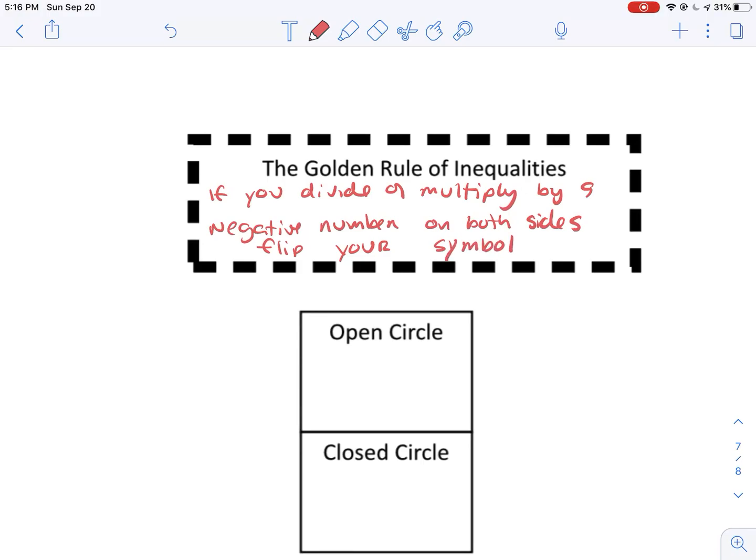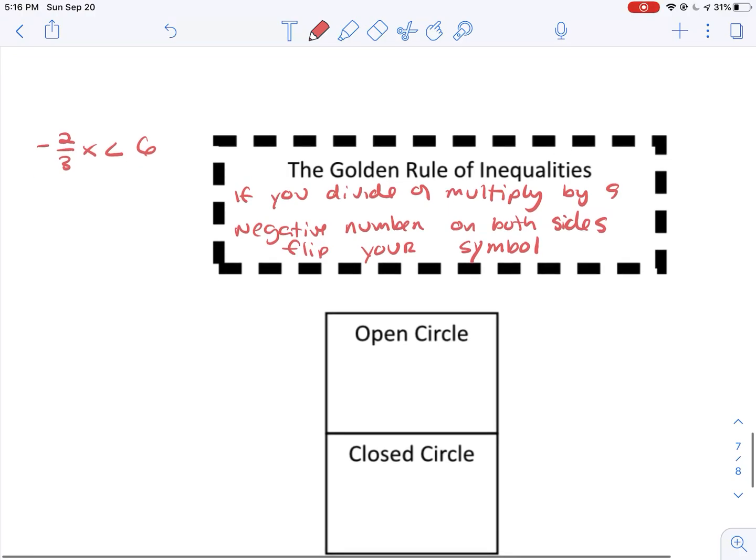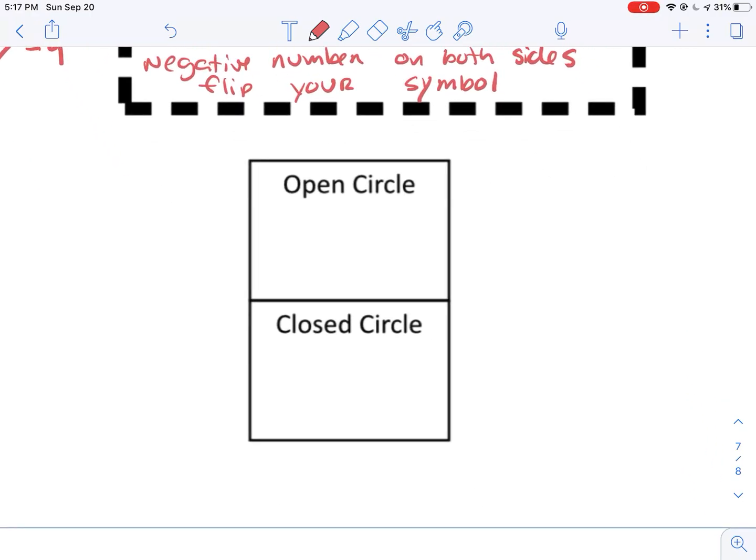Okay, now the reason I mentioned multiply is for examples like this. -2/3 x is less than 6. Right? Remember how I said in the last lesson, we could cancel out this -3 by multiplying by the reciprocal. Okay, so I'm multiplying by negative 3 over 2 on both sides. Well, I am multiplying by a negative, which will flip my sign. And everything else gets canceled in the same way. Okay, so divide or multiply.